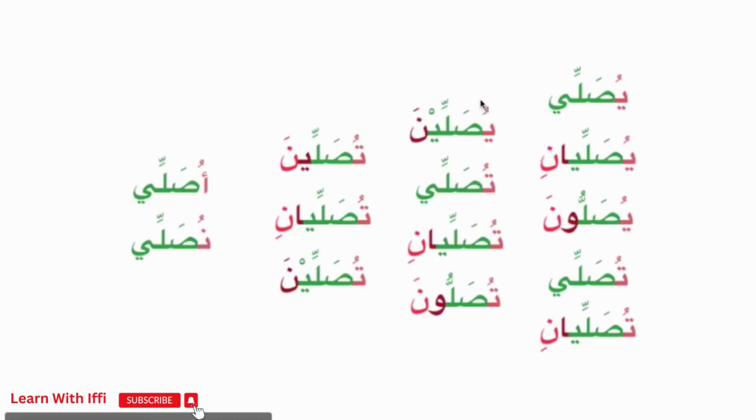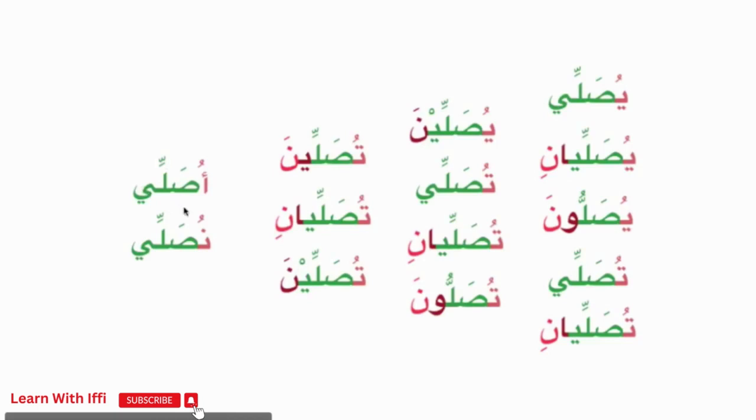So how do we say mudari'? Yusalli. So we know this is how do you describe it? It is fi'l mudari' marfu' bidammatin muqaddara. Yusalliyani, yusallun, sending prayers. So why do we have dhamma here? Because kasra and waw are not compatible. That's why we have dhamma. Tusalli, tusalliyani, yusallina, tusalli, tusalliyani, tusallun, tusallina, tusalliyani, and tusallina.